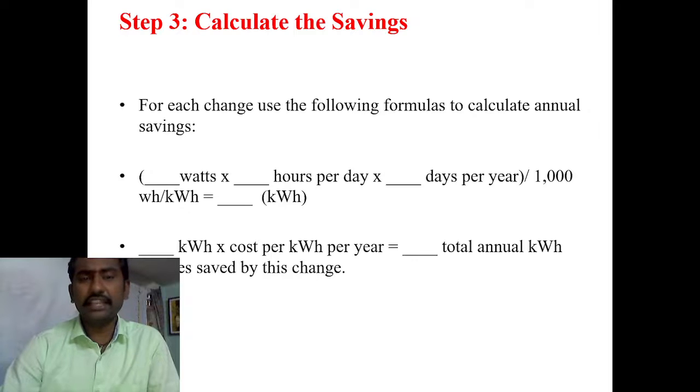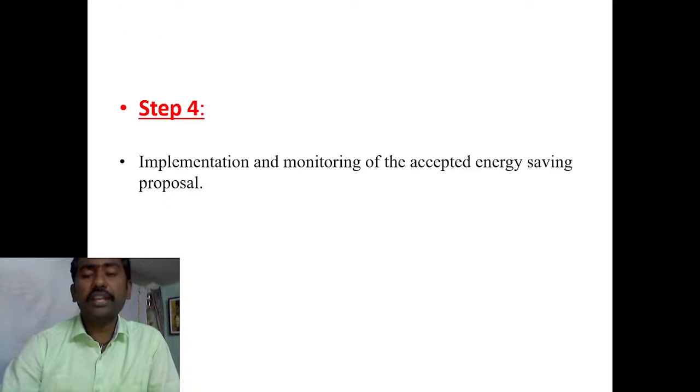So, calculate the savings. For each change, use the following formulas to calculate the annual savings. Watts times hours per day times days per year, divided by 1000 watts per kilowatt, gives us kilowatt hours. Then these kilowatt hours times the cost per kilowatt hour per year is equal to the total annual kilowatt hour charges saved by this change. So in this manner.